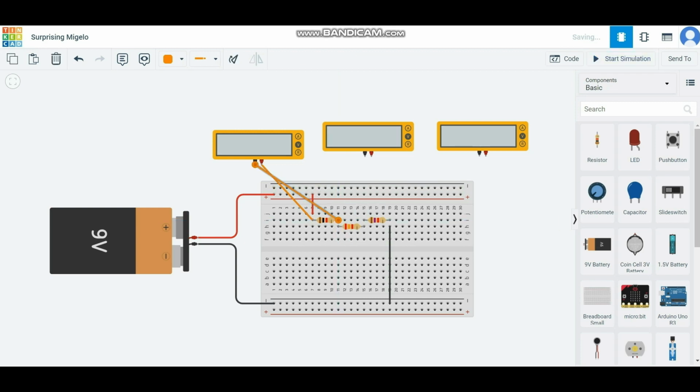To measure the voltage across R2 and R3, we use the same method as R1. Start simulation, you will get voltage across R2 is 4.14 volt, and voltage across R3 is 3.06 volt.